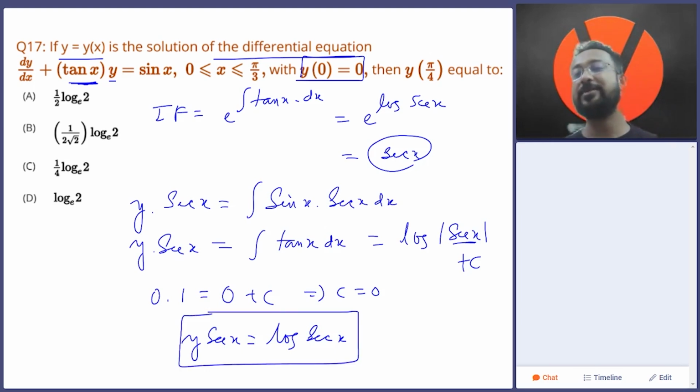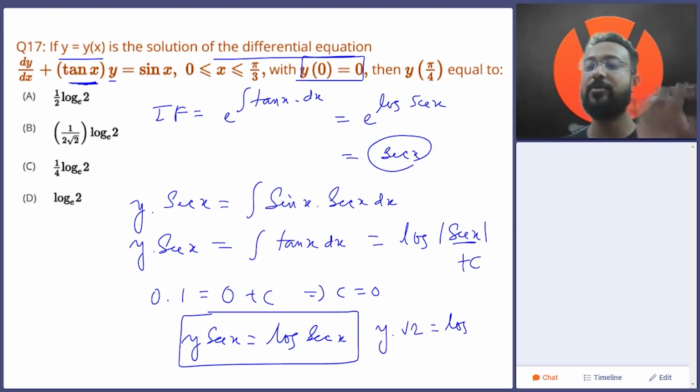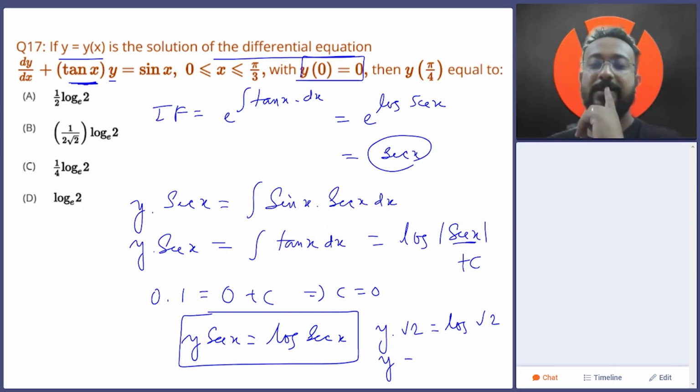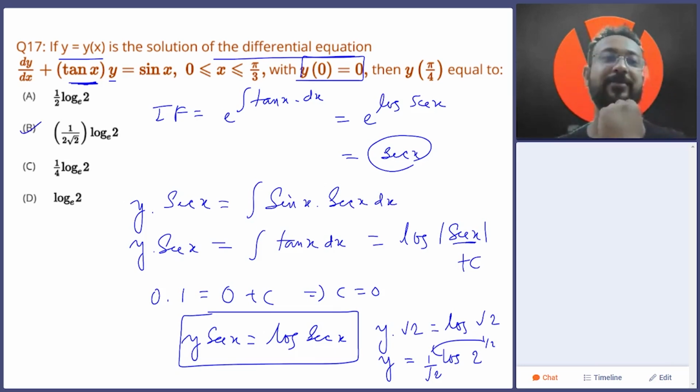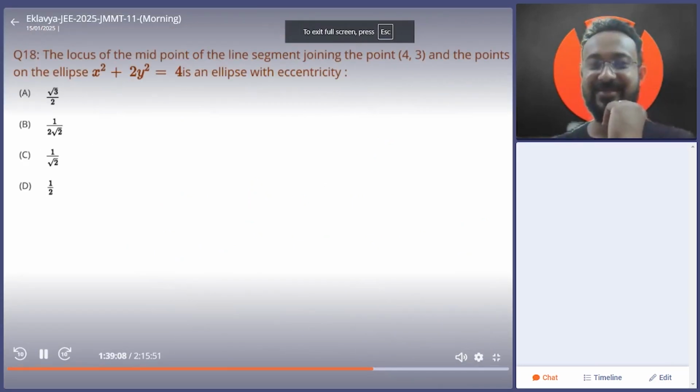So obviously very simple, y(pi by 4) means what, sir? X is pi by 4, if you put, what will happen? So y times root 2 is equal to log of how much? Root 2. Clear now? Okay, sir. So now y is equal to, can we write this as log of 2 to the power half and 1 by root 2? This root 2 I have shifted, so this half will come. So I think 1 by 2 root 2 and ln 2. So B for buffalo is your correct answer this time.